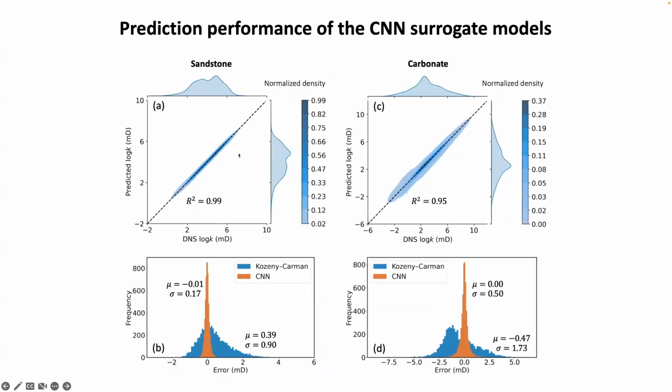Here we show the prediction accuracy of the CNN surrogate models. We can see that the predicted permeability of subvolumes in the validation set by the CNN surrogate models is consistent with the result obtained from direct numerical simulation for both Sandstone and Carbonates. The R2 scores are up to 0.99 and 0.95 respectively.